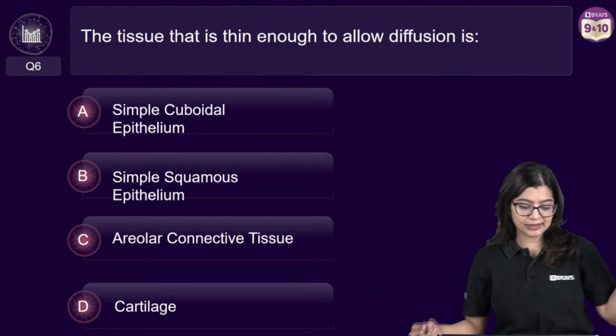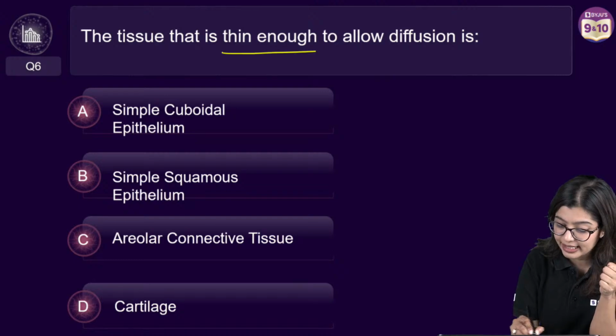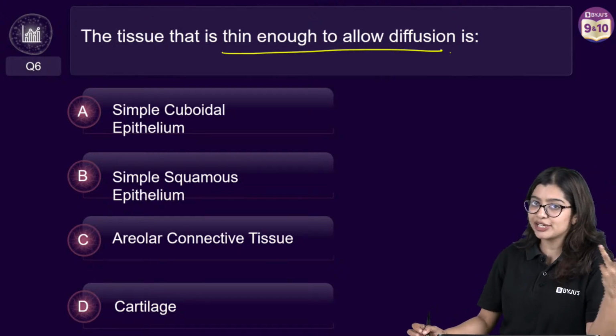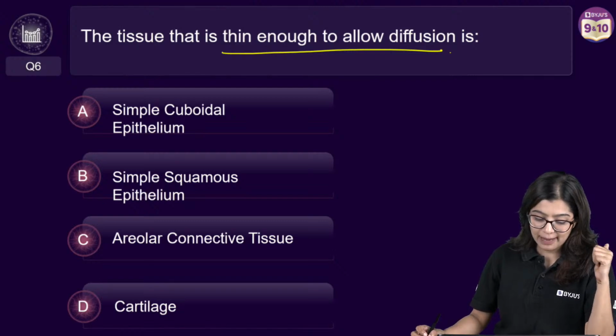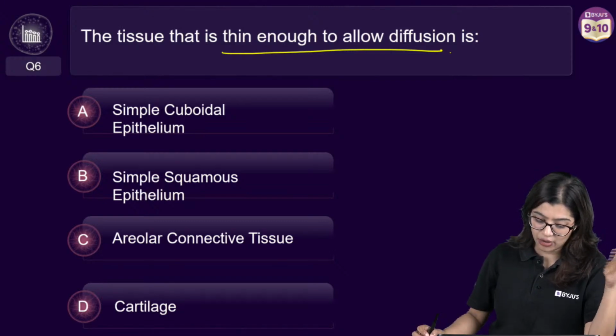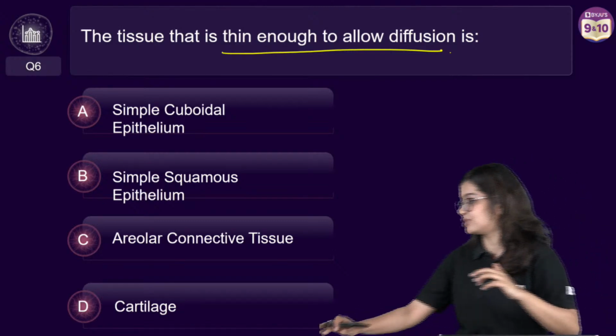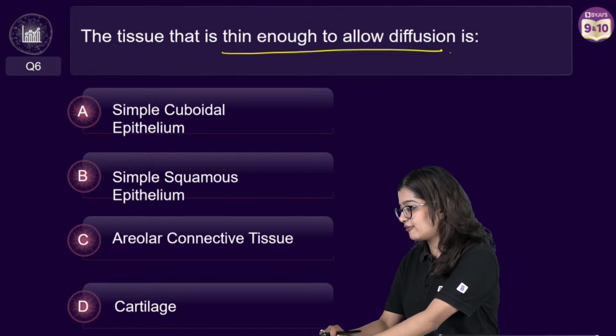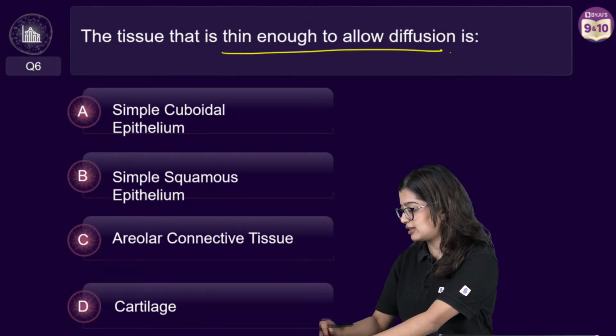Okay. Awesome. The tissue that is thin enough to allow diffusion. So basically, which animal tissue allows diffusion? Cuboidal epithelium, squamous epithelium, areolar connective, or is it cartilage? This is very, very easy. You need to identify the function. I don't think you need the poll, but I will still give it quickly.